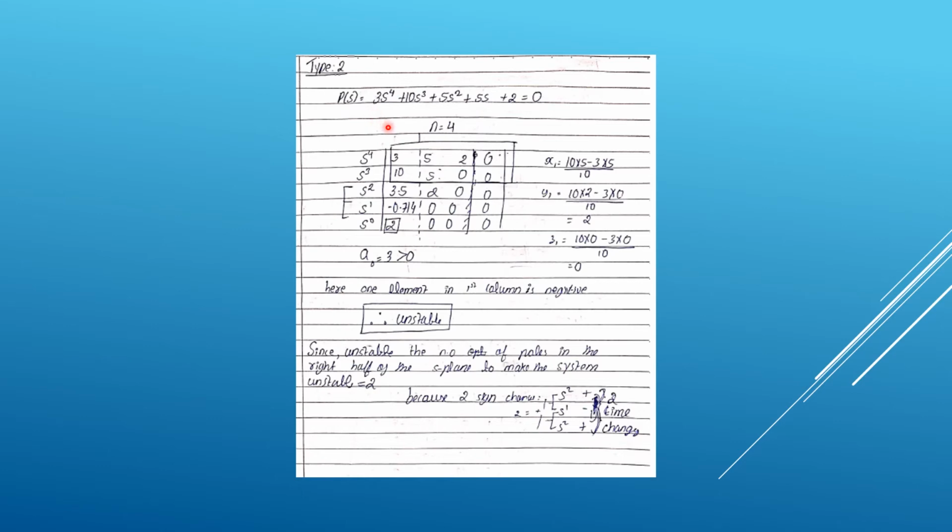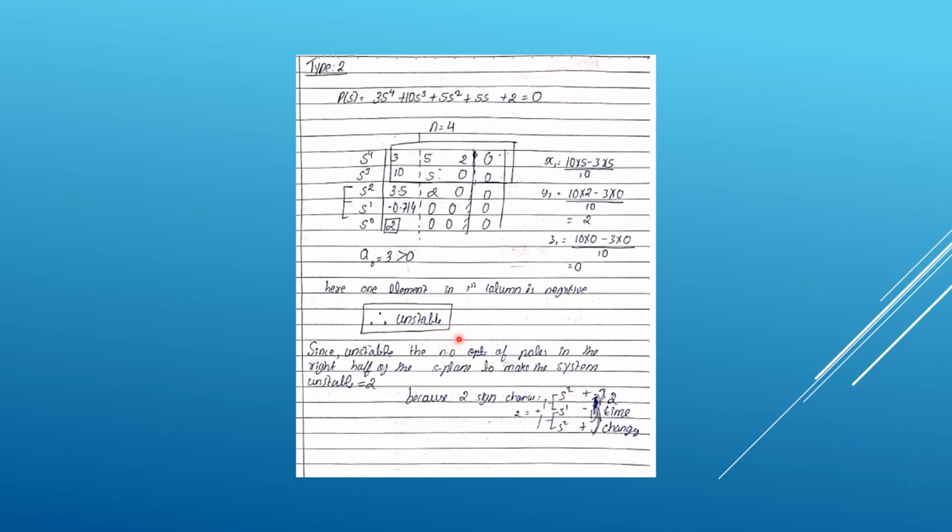The type 2 problem, that is, the unstable problem. Here, look, 3 into s raised to 4 plus 10 s cube plus 5 s square plus 5 s plus 2. Here the normal method only: firstly writing s raised to 4, s raised to 3, s square, s raised to 1, s raised to 0. And here n is equal to 4, filling the first column, first two rows, and finding all the elements using the standard formulas. We will get one value as negative. So for a naught is equal to 3 greater than 0, one element in the first column is negative. Therefore, the system is unstable.